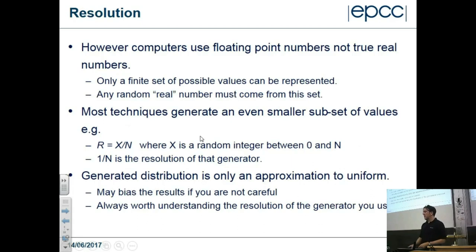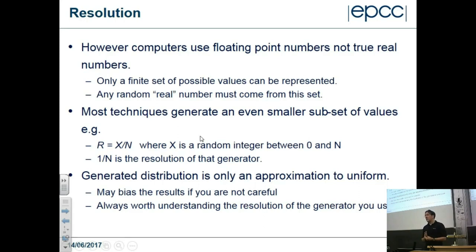So the problem is that, as we saw, computers use floating point numbers. They're not true real numbers. So only a finite set of possible values can be represented. Although you might say I want to generate a random real number between 0 and 1, there will only be a finite number of representable real numbers in that range, billions perhaps. So any real random number has to come from this set. And in fact, most techniques generate an even smaller set of values.